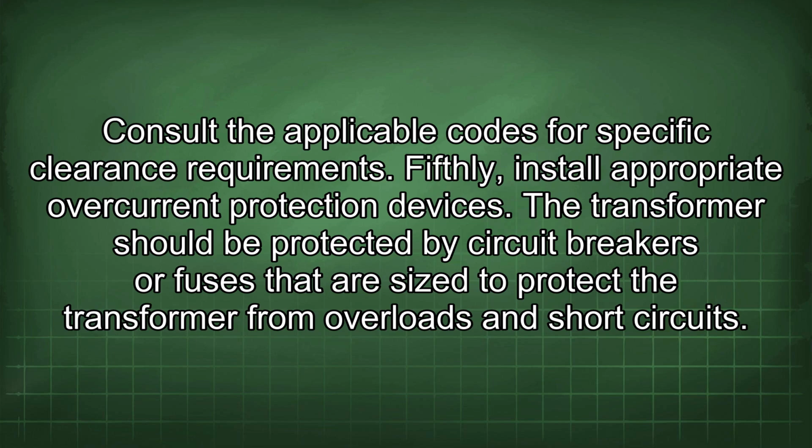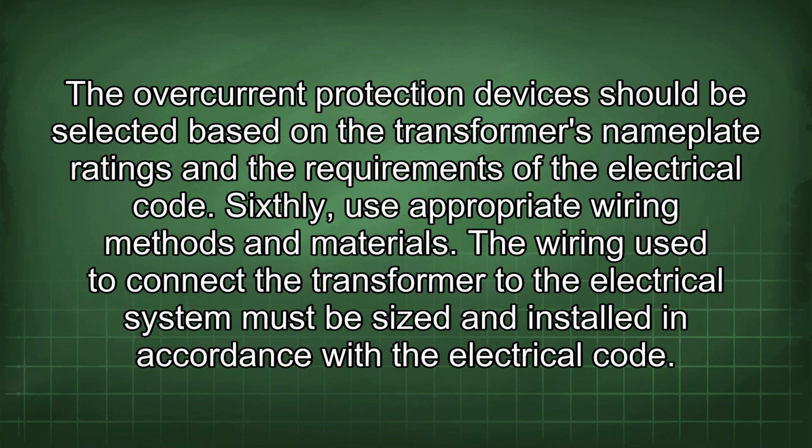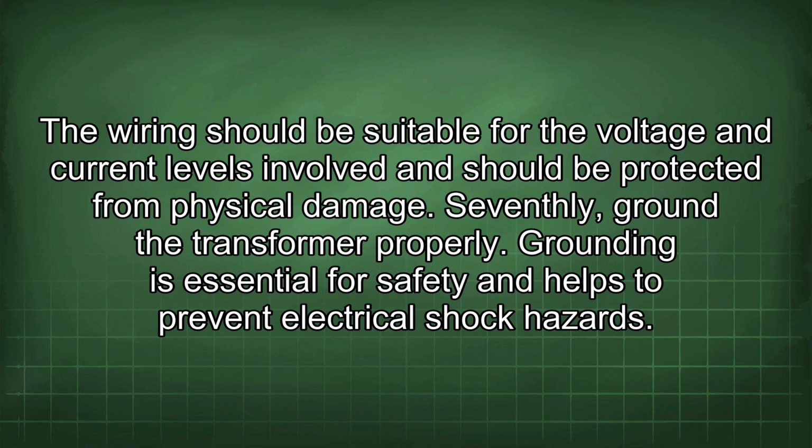Fifthly, install appropriate overcurrent protection devices. The transformer should be protected by circuit breakers or fuses that are sized to protect the transformer from overloads and short circuits. The overcurrent protection devices should be selected based on the transformer's nameplate ratings and the requirements of the electrical code. Sixthly, use appropriate wiring methods and materials. The wiring used to connect the transformer to the electrical system must be sized and installed in accordance with the electrical code. The wiring should be suitable for the voltage and current levels involved and should be protected from physical damage. Seventhly, ground the transformer properly.